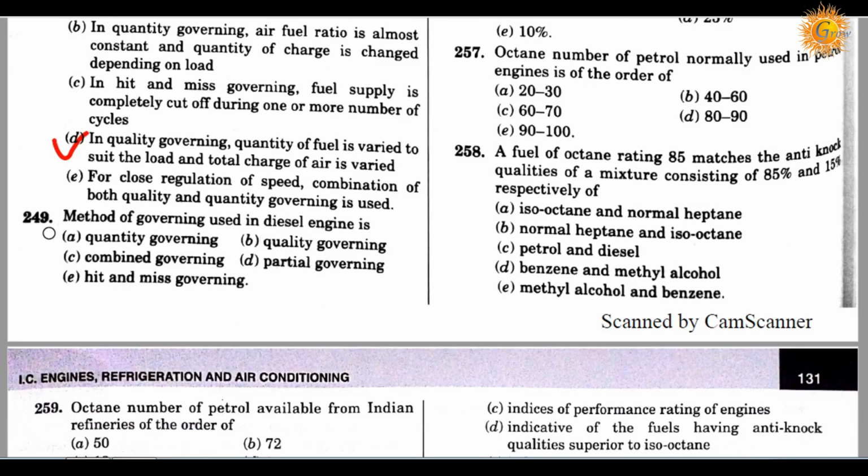Okay. Question number 249. Method of governing used in diesel engine is. Option A quantity governing. Option B quality governing. Option C combined governing. Option D partial governing. Option E hit and miss governing. So the correct answer is B. It will be quality governing.